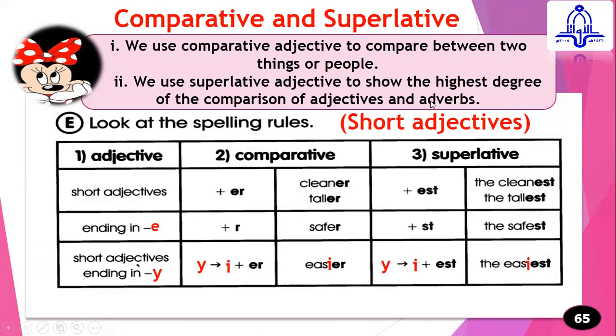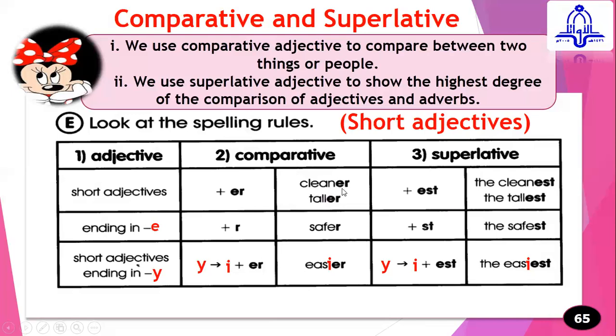للصفات والأحوال. So activity E will explain how to add ER and EST for the short adjectives للصفات القصيرة. The first column is adjective. العمود الأول يمثل الصفة. The second column is the comparative هي درجة المقارنة. And the third column is for superlative درجة التفضيل. Number one is short adjectives للصفات القصيرة. We add to the end of the adjective ER.